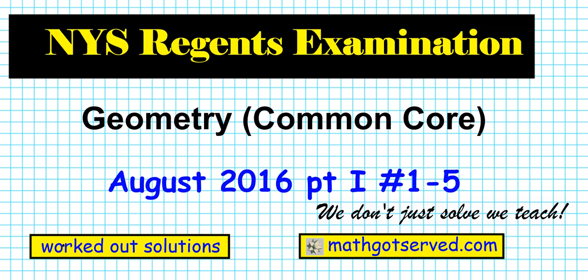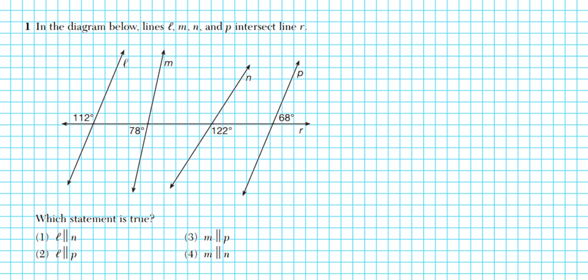In this clip, we're going to be going over problems 1 to 5 of the Geometry Common Core Regents exam for August 2016. Alright, let's take a look at question 1. It says, in the diagram below, lines L, M, N, and P intersect line R. Question, which statement is true?